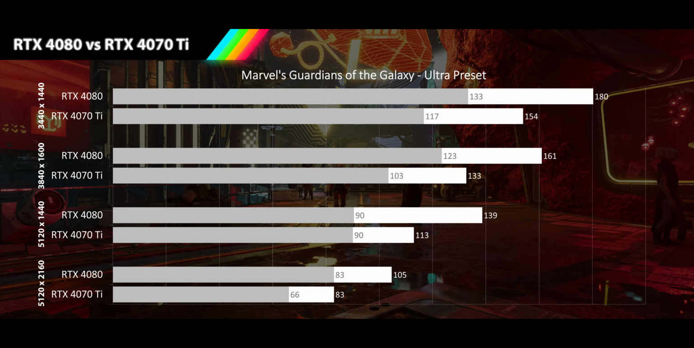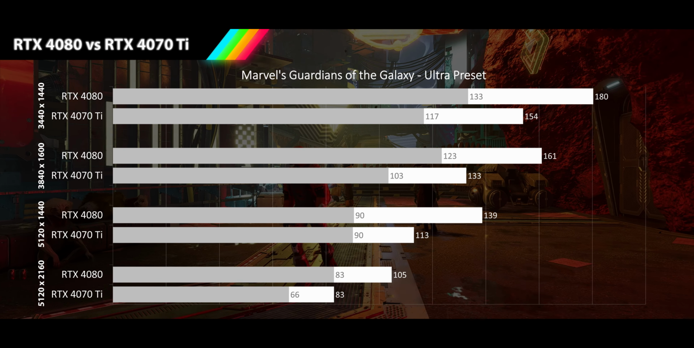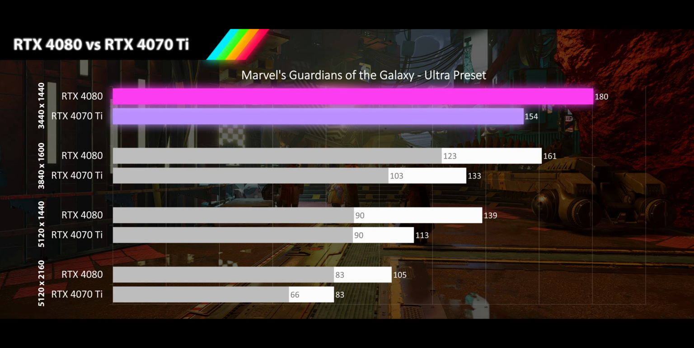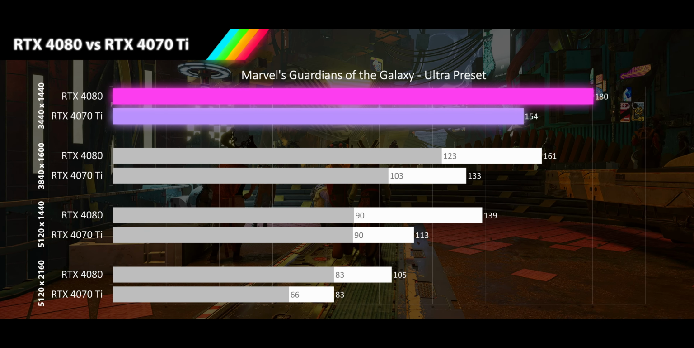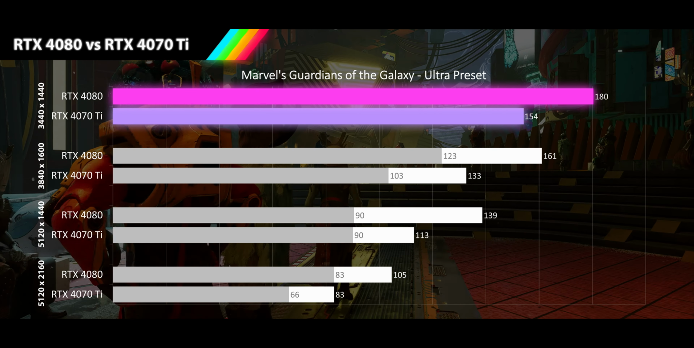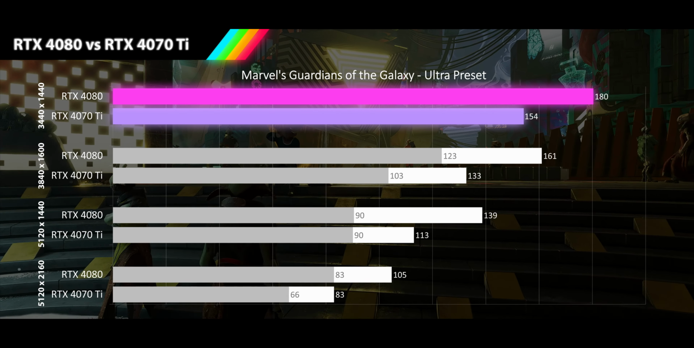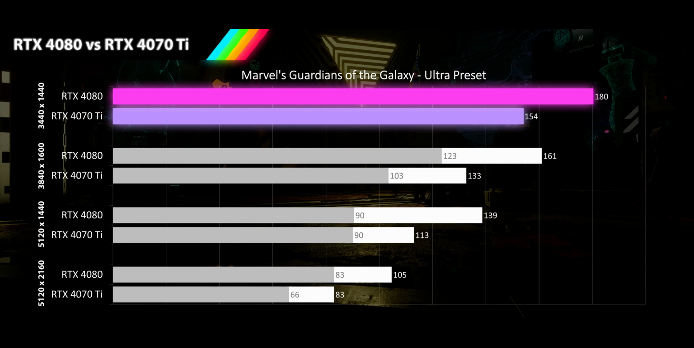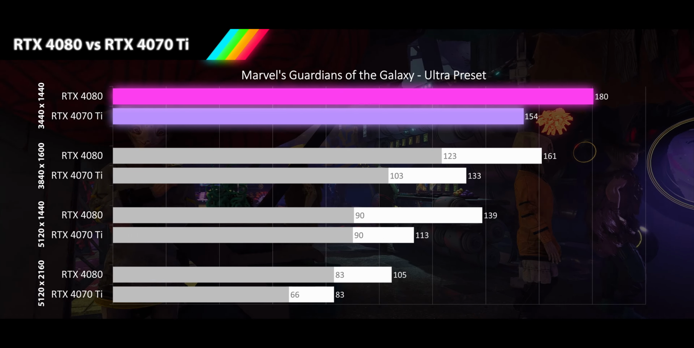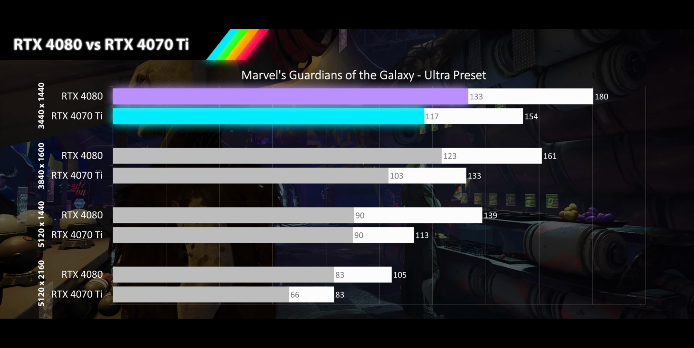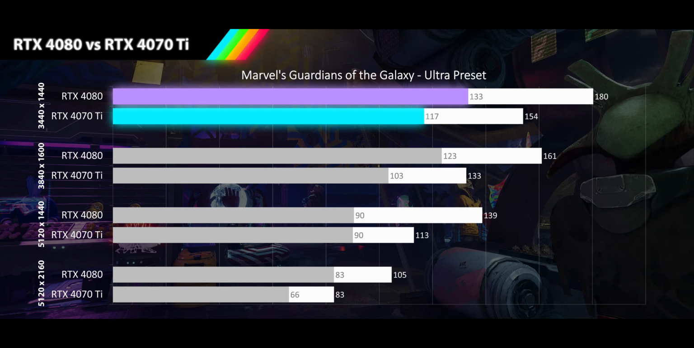Next up, we have Marvel's Guardians of the Galaxy played on its Ultra preset. At 3440 by 1440 ultrawide, we see the 4080 hit super high refresh rates of 180 FPS, 17% ahead of the 4070 Ti, with a 154 FPS average, and a reasonable 14% 1% low advantage for the 4080.